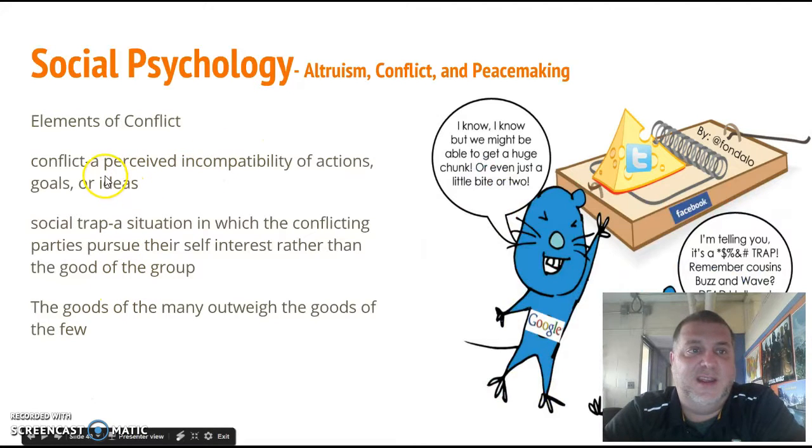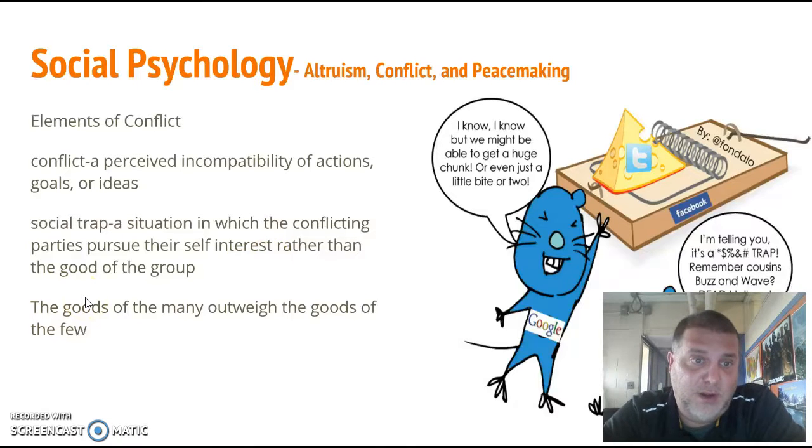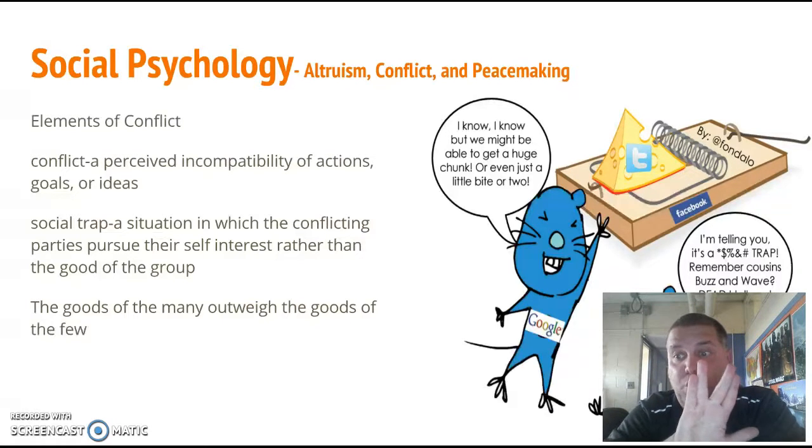Elements of conflict: a perceived incompatibility of actions, goals, or ideas. And sometimes we fall into a social trap in which the conflicting parties pursue self-interest rather than the good of the group. So sometimes you've got two people that just want their way, no other way, and they're not willing to give in. And sometimes the good of the few outweighs the good of the many, even though it should be the good of the many outweighing the good of the few. Star Trek 2.